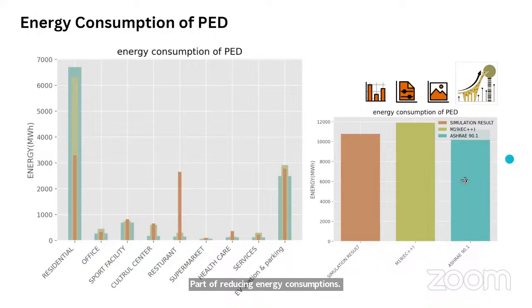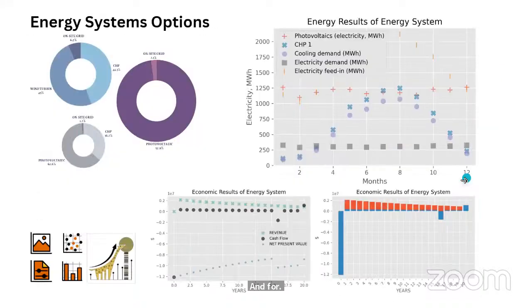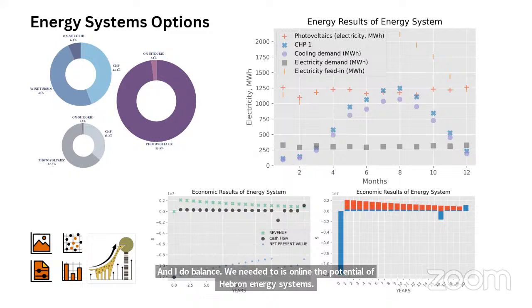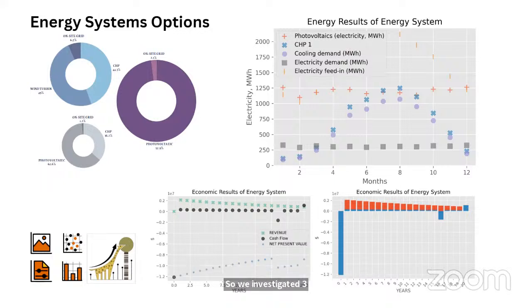And to achieve the main goal of positive energy balance, we needed to examine the potential of hybrid renewable energy systems. So we investigated three different options, which combine photovoltaic systems, CHP, wind turbines and heat pumps. And after the simulation was done, I initially generated scatter plots for the energy indicators of one of these systems.